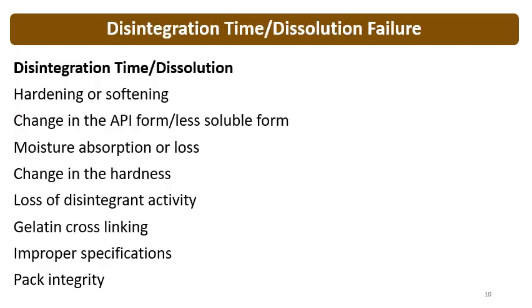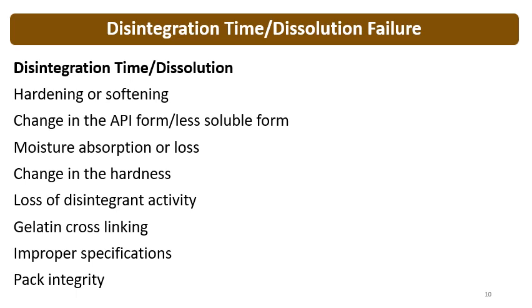Then coming to another CQA, that is disintegration time or dissolution failure. So generally disintegration time is not fixed before the stability studies. Dissolution criteria is required to be specified, but here I have considered both. So this change in disintegration or dissolution may happen due to hardening or softening of the formulation, which may be tablet or capsule. Change in the API form. If you are using crystalline API and if the form gets changed and that form is less soluble or insoluble, it will lead to decrease in the dissolution.